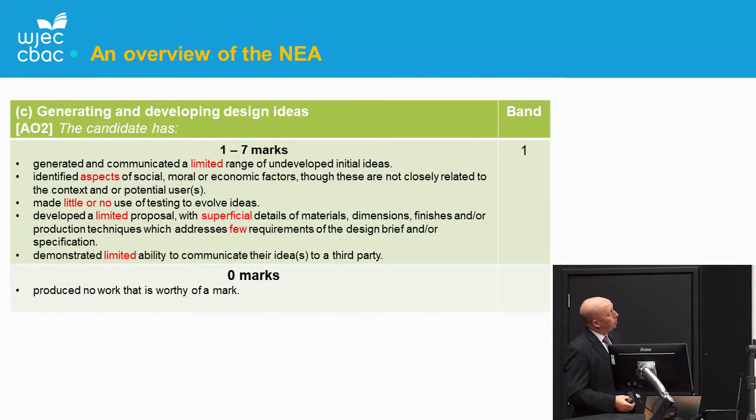Again, if they don't give you a range, and this is very limited and very narrow, then they're going to be in the 1 to 7 mark criteria, okay? So again, they have to show this range of skills.